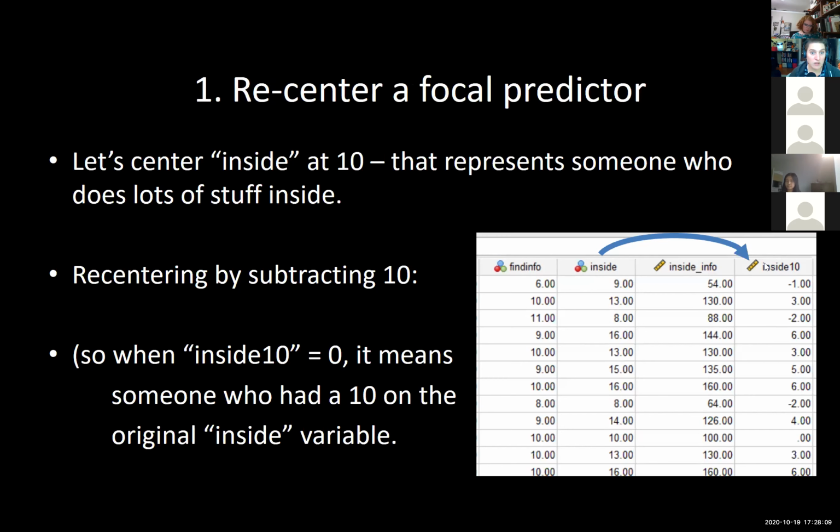We've done centering since week 2. So this is a little bit of a review, but I want to show you what this looks like because I know we had some confusion around centering before. So 9 minus 10 is -1. And 13 minus 10 is 3.